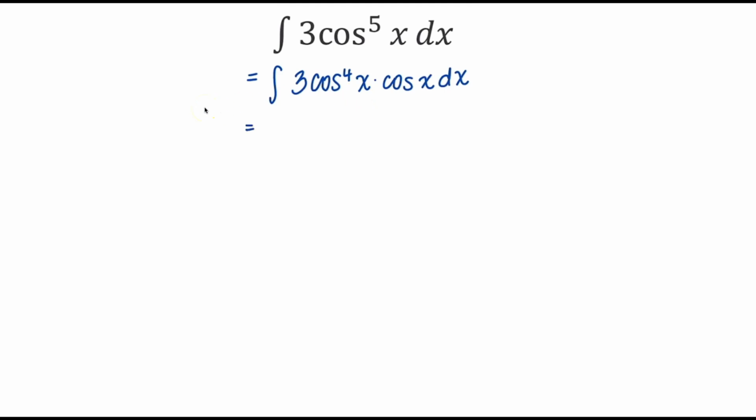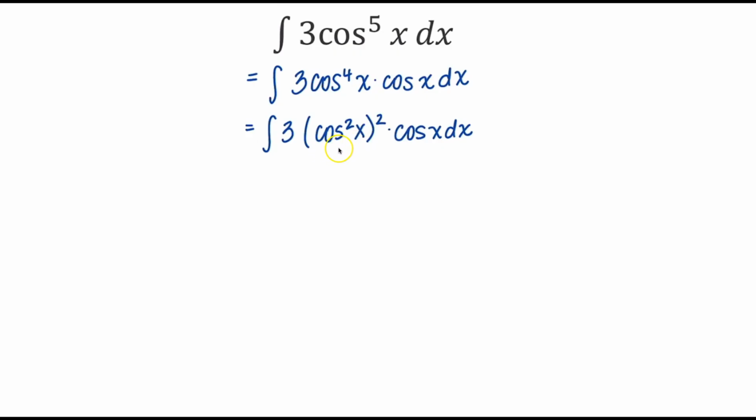And then I can rewrite that even power as the following. We're going to rewrite this as the integral of 3 times the quantity cosine squared x squared times cosine x dx. If I have an even power of cosine, then I can rewrite that as cosine squared x to a power, in this case squared.